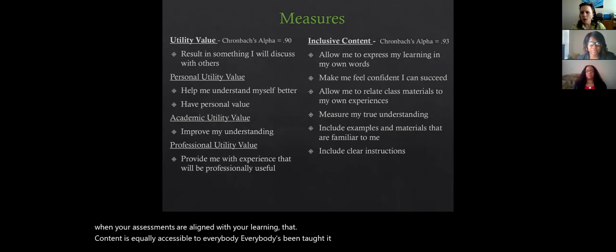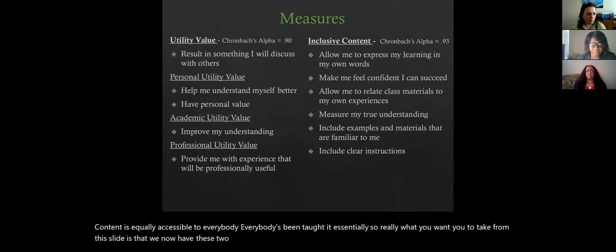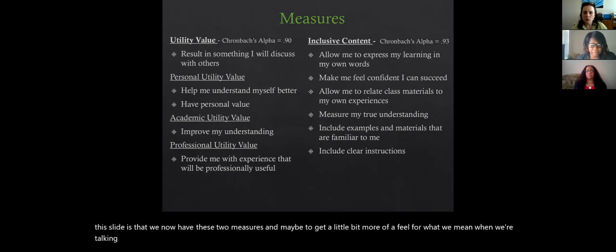So really what we want you to take from this slide is that we now have these 2 measures, and maybe to get a little bit more of a feel for what we mean when we're talking about inclusive content and utility value.